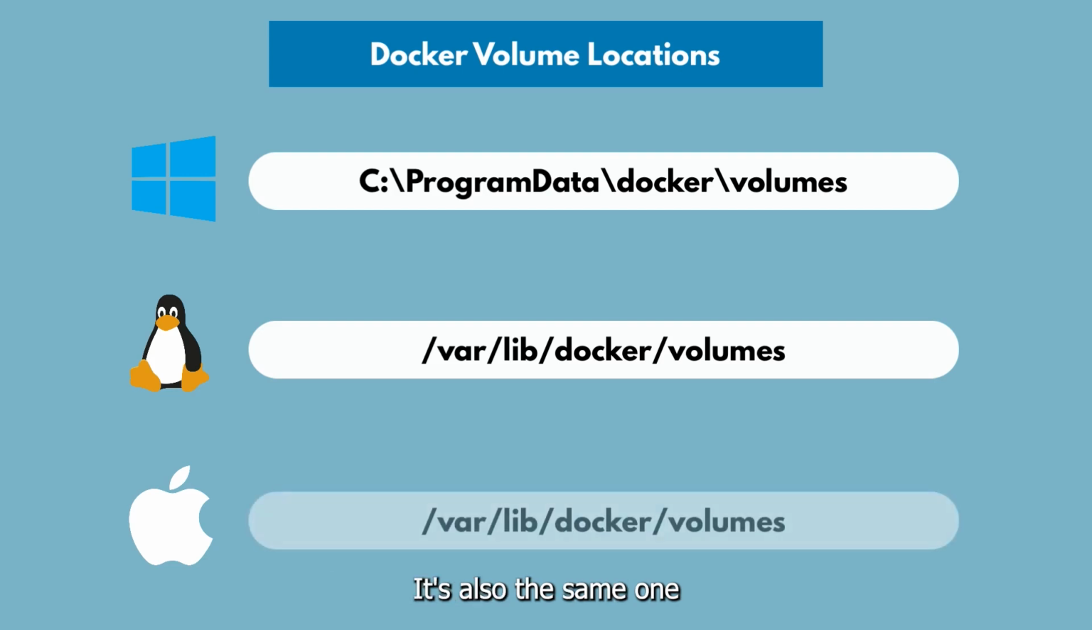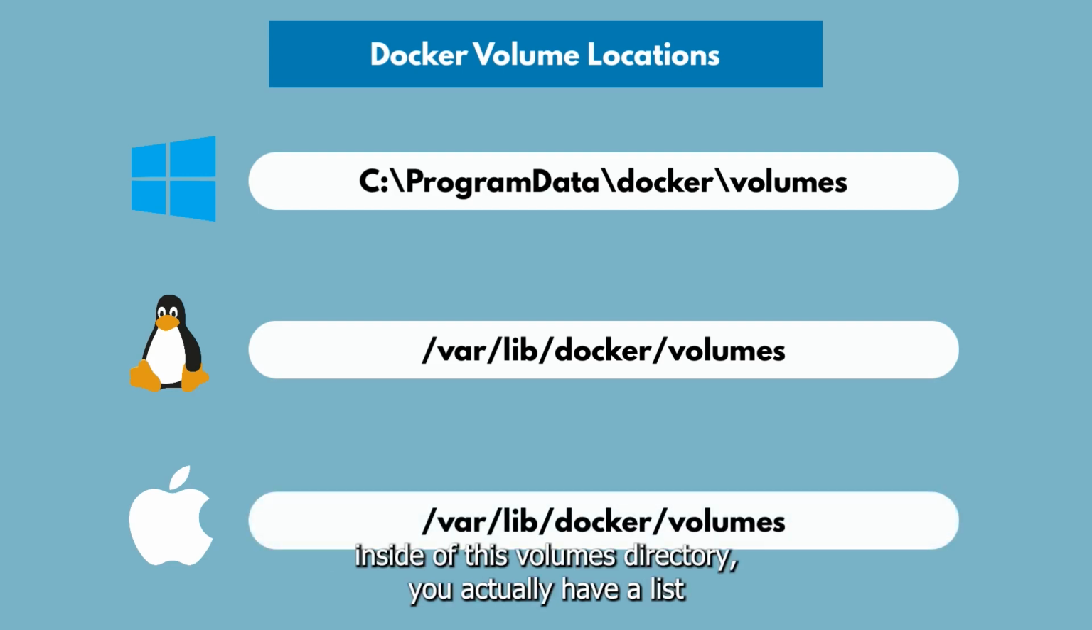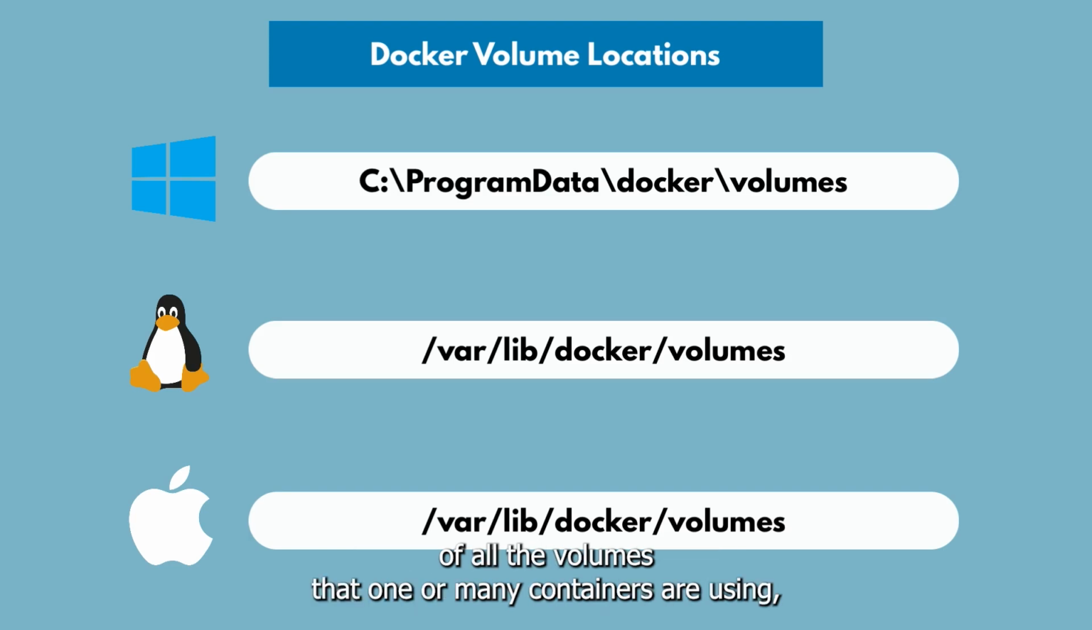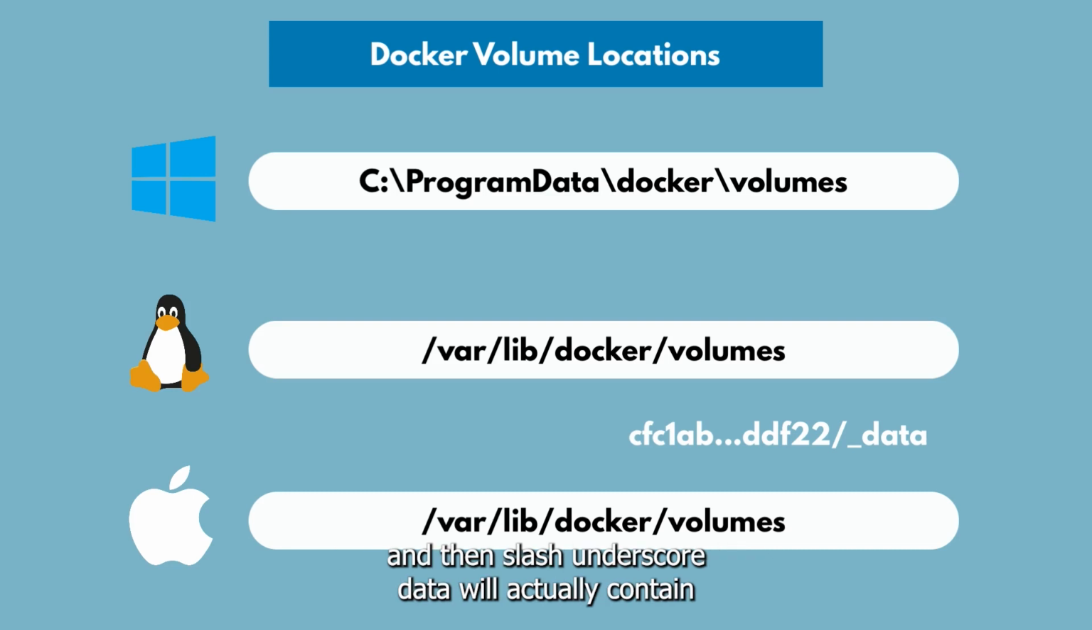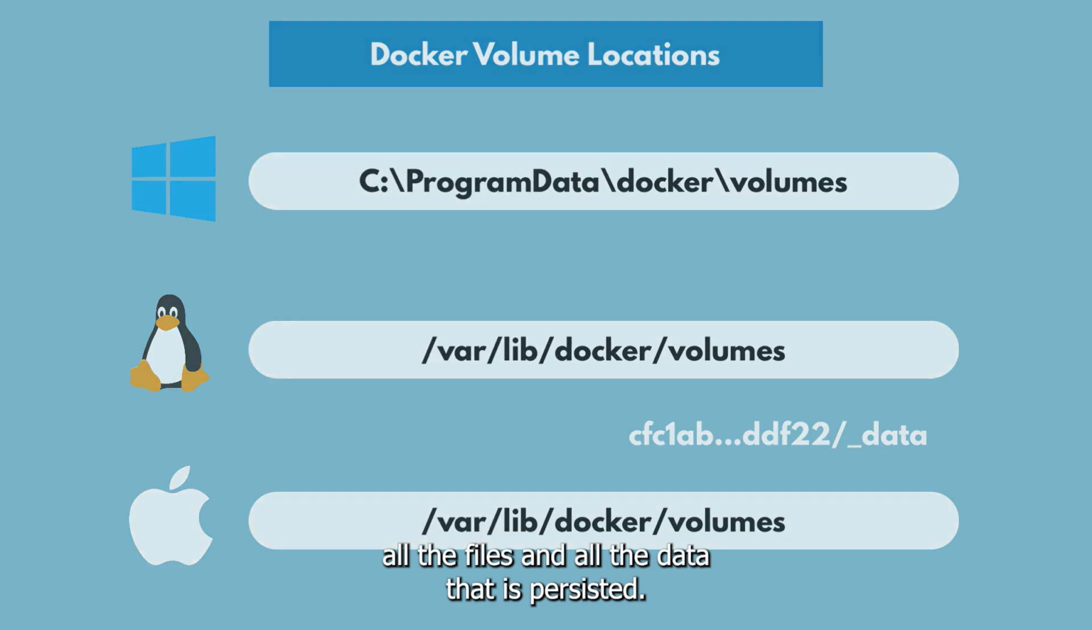And on the Mac, it's also the same one. Inside of this volumes directory, you actually have a list of all the volumes that one or many containers are using. And each volume has its own hash, which has to be unique. And then /_data will actually contain all the files and all the data that is persisted.